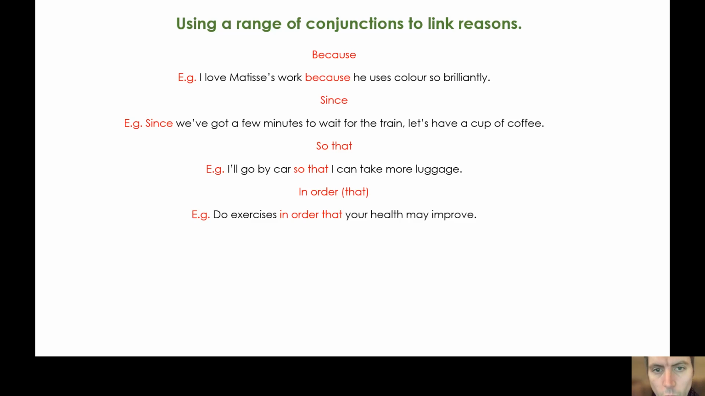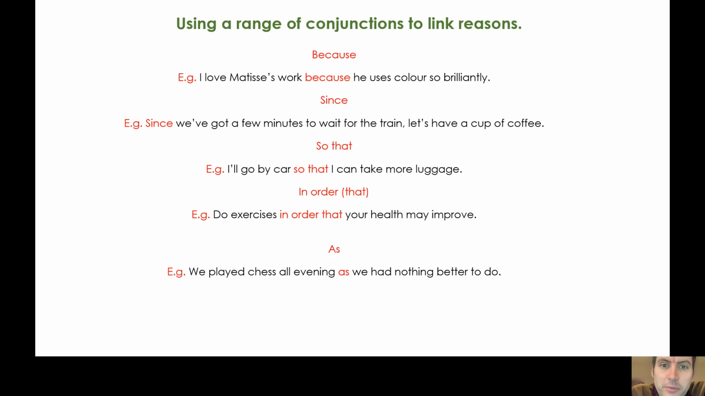Next one we've got is in order that. So, do exercises in order that your health may improve. And this is probably relevant to all of us, but particularly teachers who are getting on and a bit old like myself. We need to make sure during this lockdown that we do lots of exercise in our gardens and around our house. So, do exercises in order that your health may improve. The reason for doing the exercise is so our health improves, and the point we've got is to do the exercise. So that's the subordinating conjunction in order that.